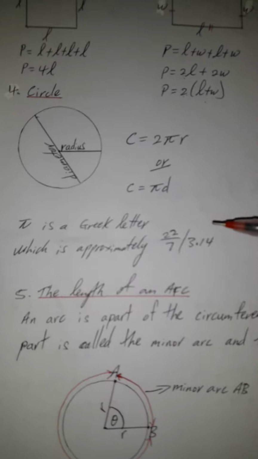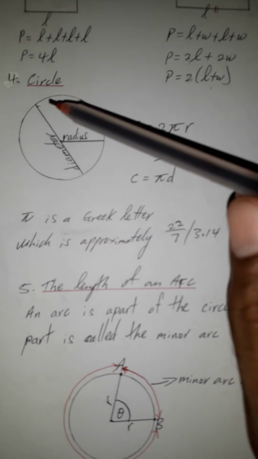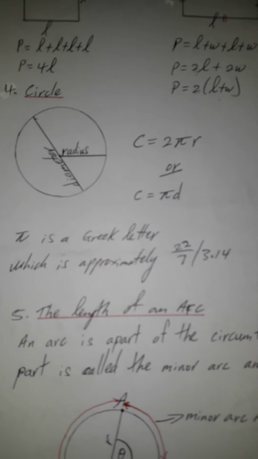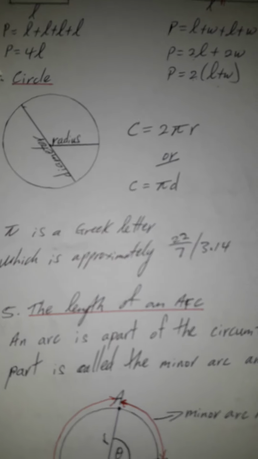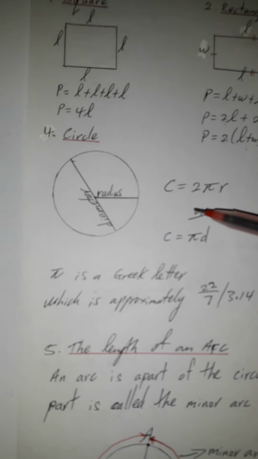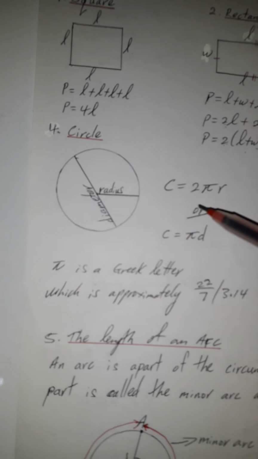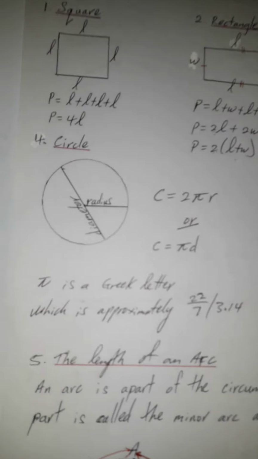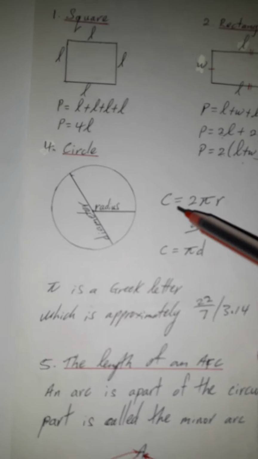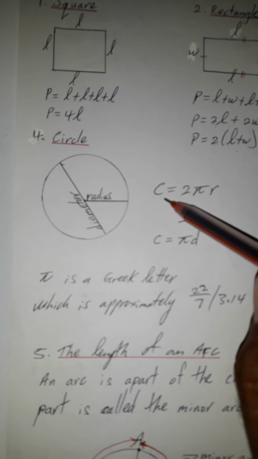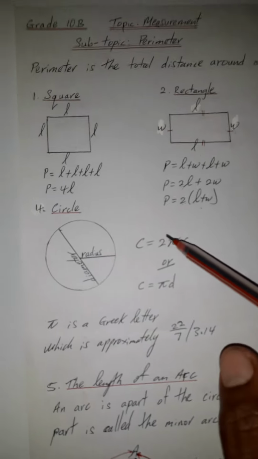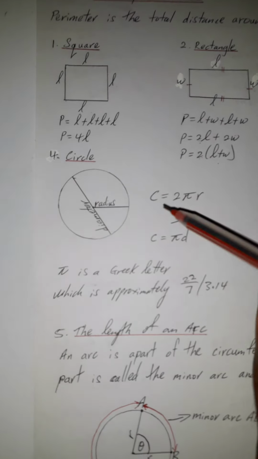Okay, and let us move to our fourth shape, which is a circle. Well, with a circle, we need to use a specific formula, whereas with the previous shapes we don't have to use the formula. And there are 2 formulas that we can use. One of them is C, which represents circumference. Okay, the topic is perimeter, right?